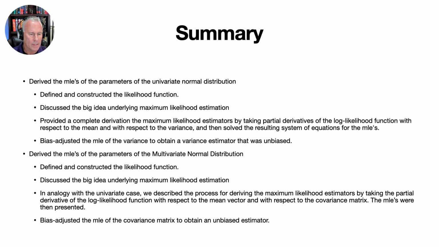We then derived the MLEs of the parameters of the multivariate normal distribution. Again, we defined and constructed the likelihood function. We discussed the idea underlying maximum likelihood estimation for the multivariate normal. And then, in analogy with the univariate case, we described the process for deriving the maximum likelihood estimators by taking the partial derivative of the log likelihood function with respect to the mean vector and with respect to the covariance matrix. The MLEs were then presented. And finally, we bias adjusted the MLE of the covariance matrix to obtain an estimator of the covariance matrix that was unbiased.